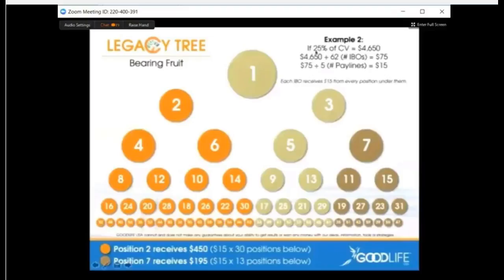We take, again, 25% of the CVs, $4,600, divide that by the total number of IBOs in the legacy tree, that's $75. You take the number of pay lines that are now filled out. So we've got 5 pay lines, divide that by the 75. So it's $15 per person. But now look what's happened here. Number 2, now his organization obviously has grown bigger because more and more people enter into the legacy tree. So now he's got 30 positions at $15, so he's making $450. This guy over here, number 7, he's got 13 positions underneath them at $15. So now he's making $195.